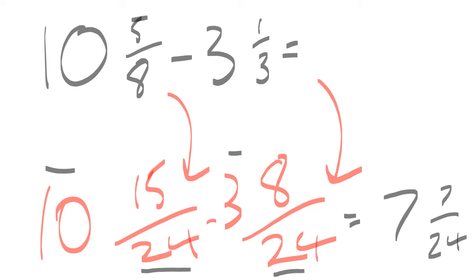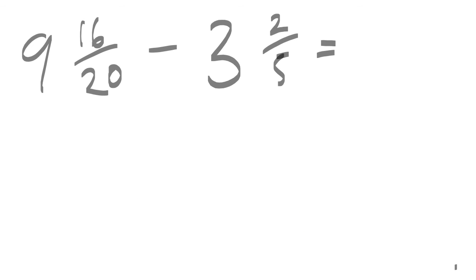Hey guys, here's one you can do all by yourself. Let's see how you go. It's going to involve a simplification at the end, actually. 9 and 16/20, take away 3 and 2/5. Okay, have a go. Let's see how you go.